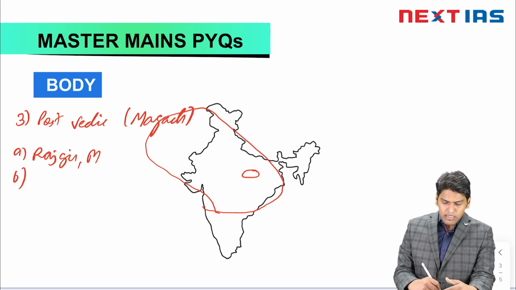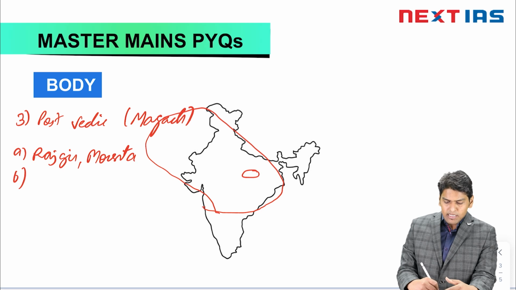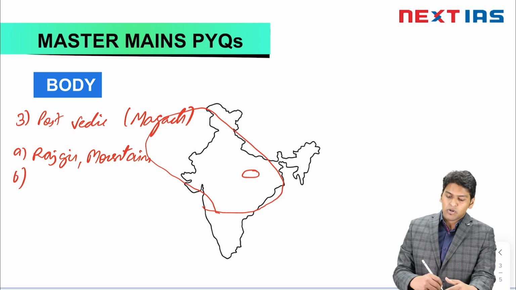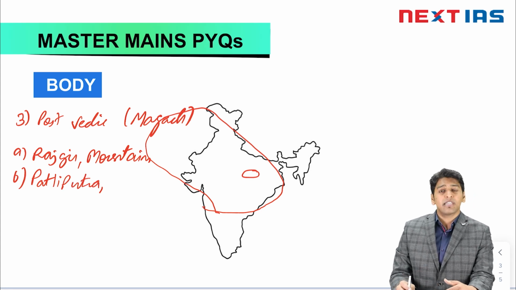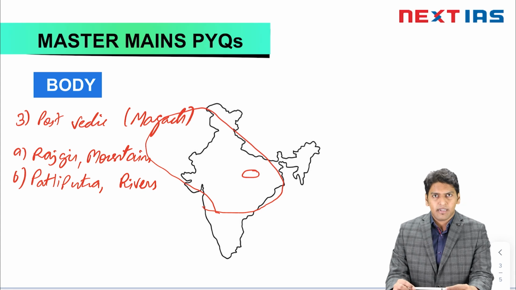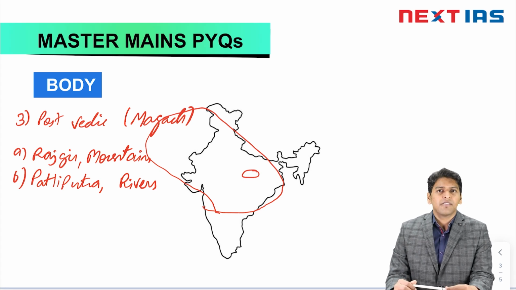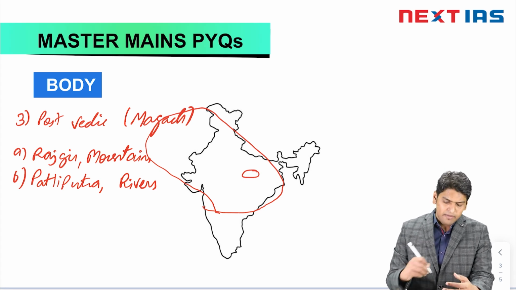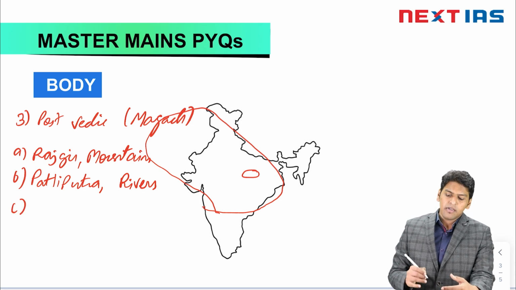So Rajgir, you can see mountains. It was shifted to Patliputra. Why? Because it was also a very strategic location because of the presence of rivers. So attacking there was very difficult. Laying a siege to it became very difficult. Next, the huge fertile basin.